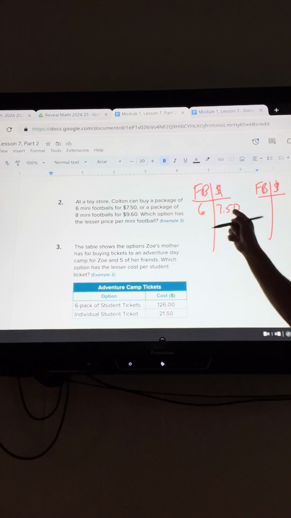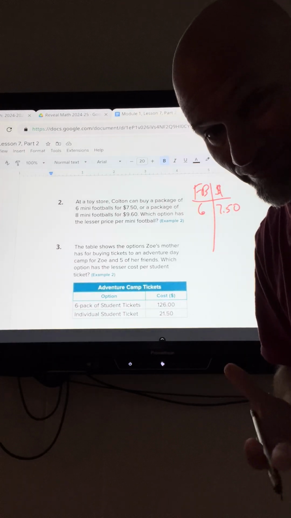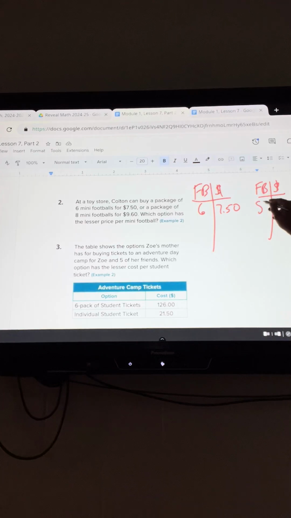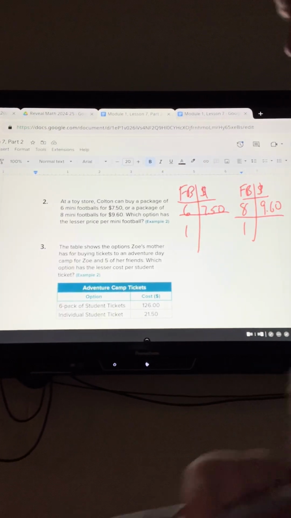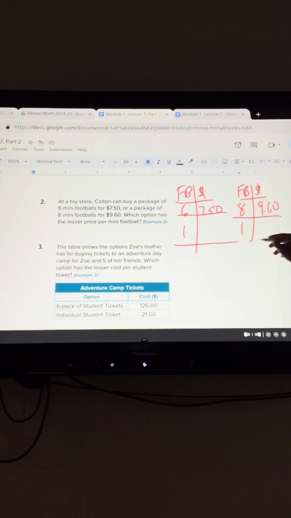We had these numbers actually in class today. And also 8 mini footballs for $9.60. So you could divide by 6 here, and divide by 8 here. That's one way you could do it. You'd have to divide $7.50 by 6 and $9.60 by 8. You could do that. The other way you could do this is you could come up with a common number.